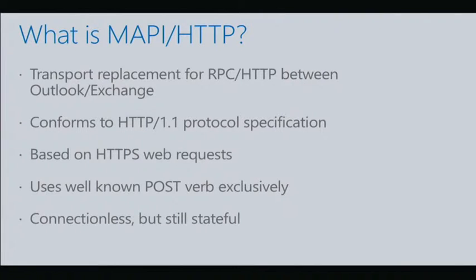What is MapiHttp? It's basically a transport replacement for RPC over HTTP between Outlook and Exchange. It conforms to the HTTP 1.1 protocol specification, and it's based on HTTPS. We do not have a version that is not encrypted. It uses just POST verbs, so it's very familiar. It should be able to go through any sort of networking device out on the internet. It's just standard web traffic.